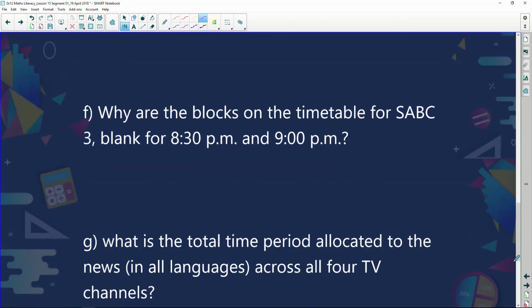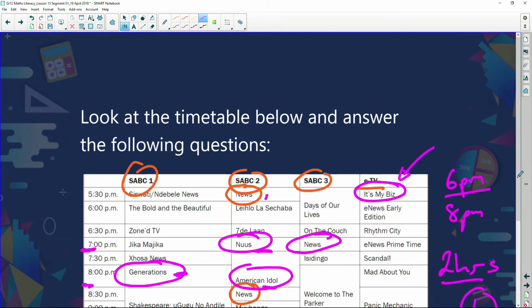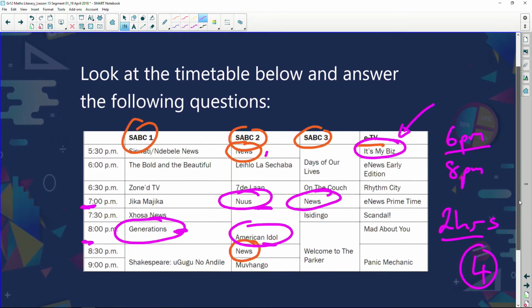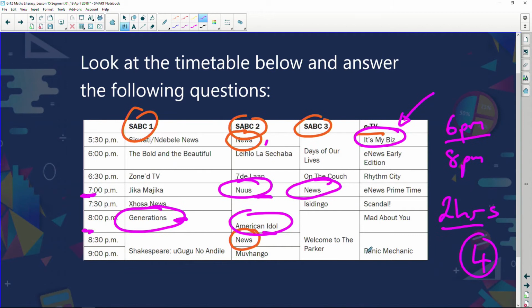Okay, so let's go to our next question. Why are the blocks on the timetable for SABC3 blank for 8:30 p.m. and for 9 p.m.? So SABC3, we've got blank blocks for 8:30 and 9, okay?